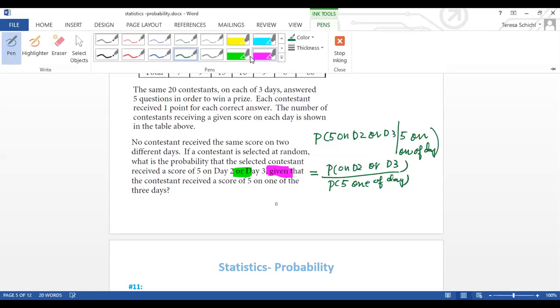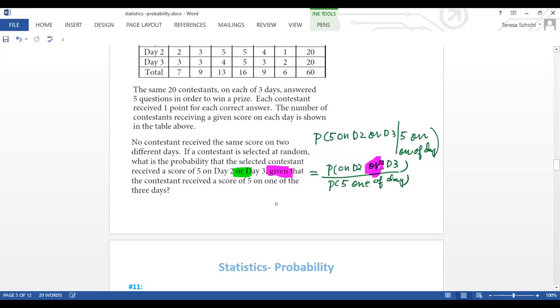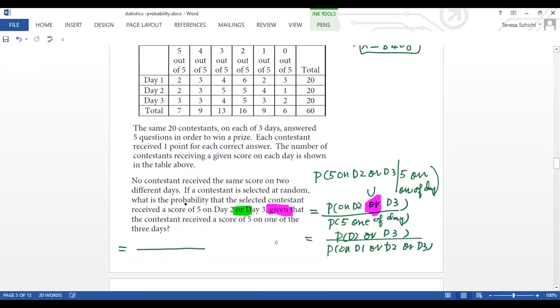So remember, if you see "or", what does that mean? That means union, right? That means you add. So this could be day 1 or day 2 or day 3, and this is the probability on day 2 or day 3. Now let's take a look: day 1, day 2, and day 3, so this is 2 plus 2 plus 3.